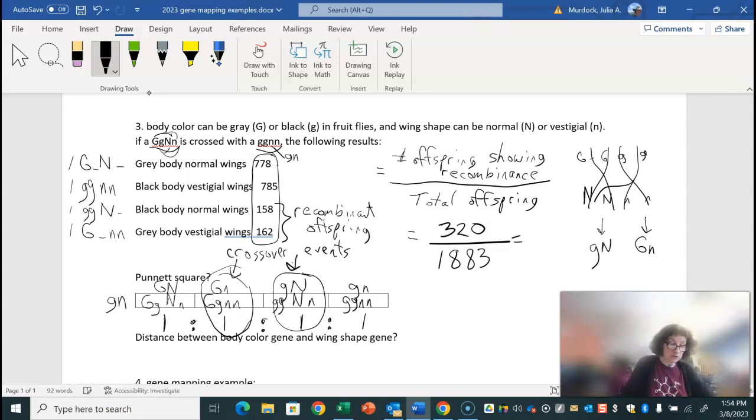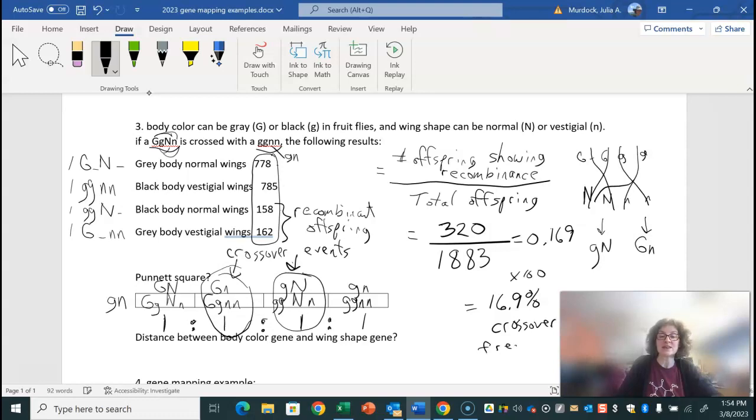And that comes to 0.169. So then the next thing I have to do is multiply that by 100. And that gives me 16.9, which is my crossover frequency. That is my crossover frequency, or the frequency of offspring showing that they resulted from a crossover, right?